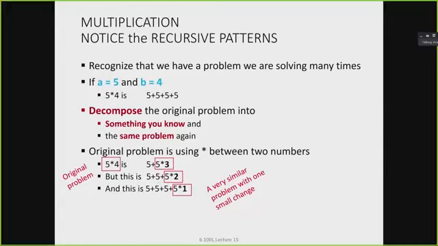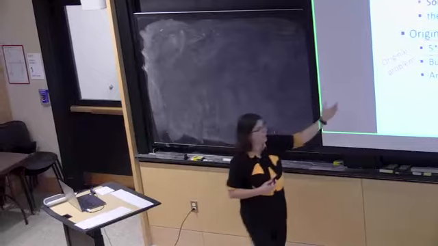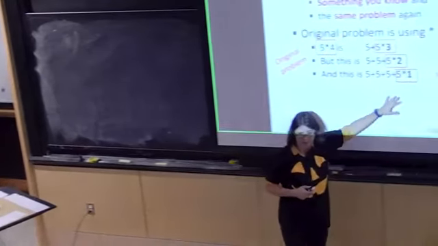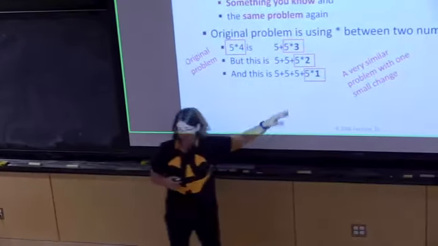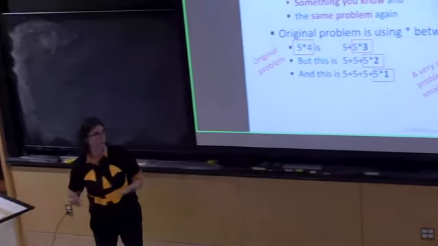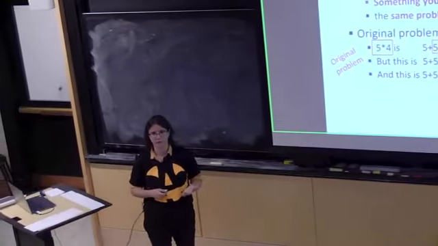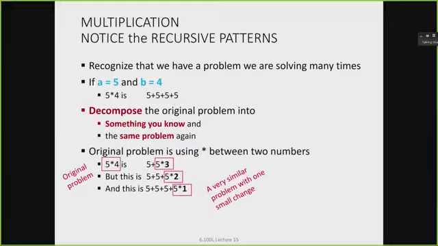Notice the thing inside the boxes is basically me solving my original problem, which is using the star operator between 5 and some number. But that number is changing each time, on each line. At some point, I can say this problem is so easy that I know the answer. So 5 star 1, a number multiplied with 1, is just the number itself. And so at that point, I don't need to continue dividing my problem into smaller and smaller pieces.